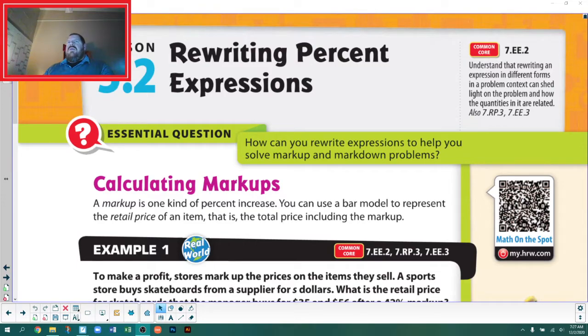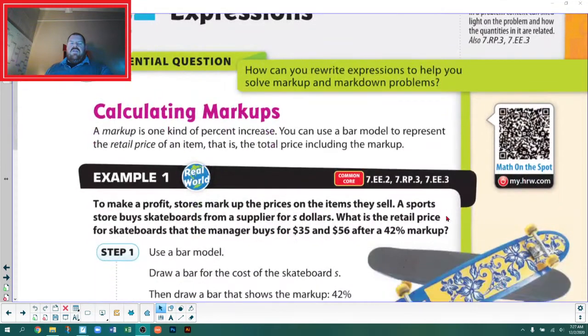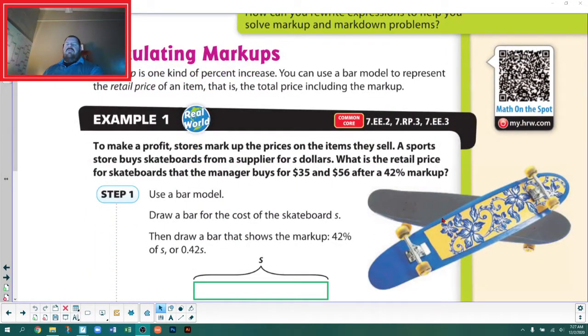Where this usually comes into play is companies buy things to sell. They buy them at a certain price, and then they have to make money on it as well, so they sell it for a higher price, so that whatever the difference is, they have made some money on that item. Let's look at how we can use a bar model to do that. It says here to make a profit, stores mark up the prices on the items that they sell. That's just what I said.